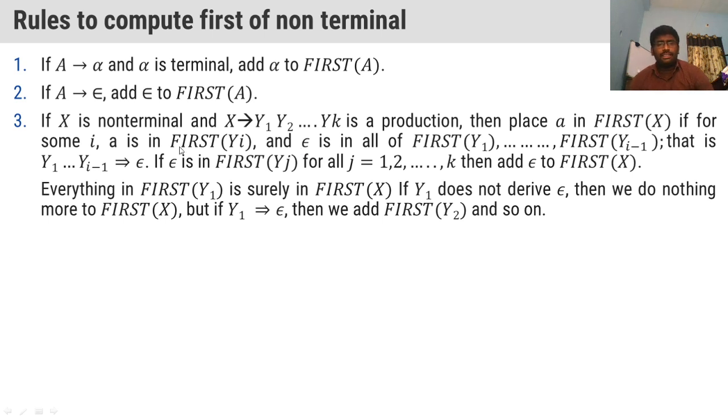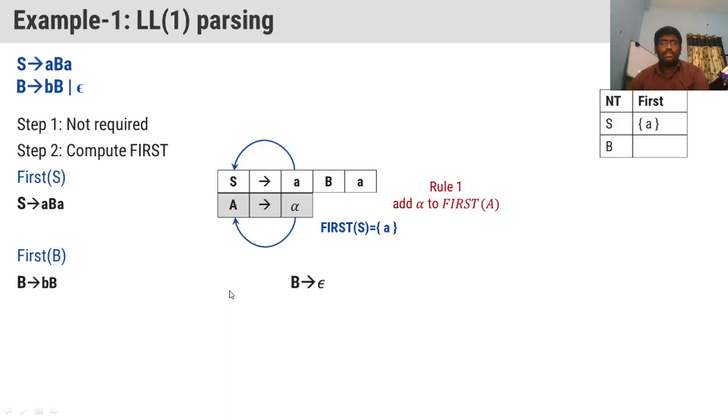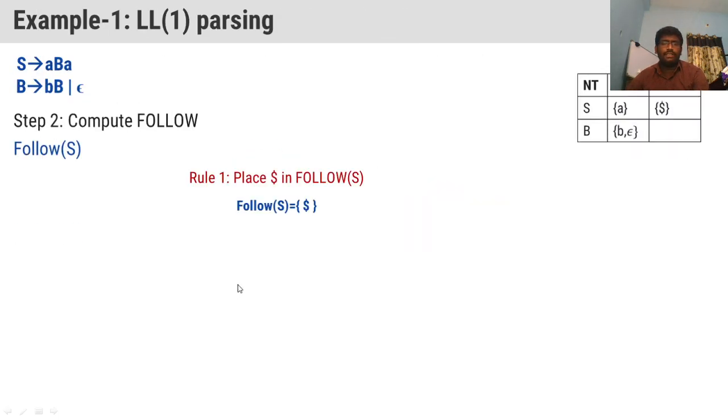But how to find the first sets? Here the first symbol is Y1, that's why we will find the first set of Y1. If I go to Y1, I will go for using Yi minus 1. I will explain this with an example. In the previous classes also I have told you, so anyhow, please listen once. I will explain with an example how to find the first sets.